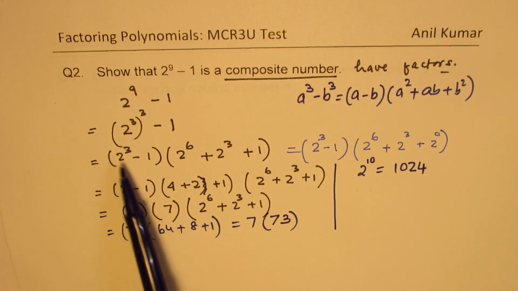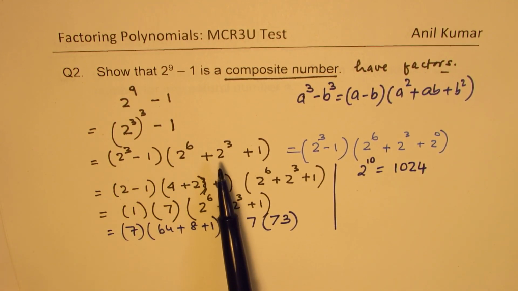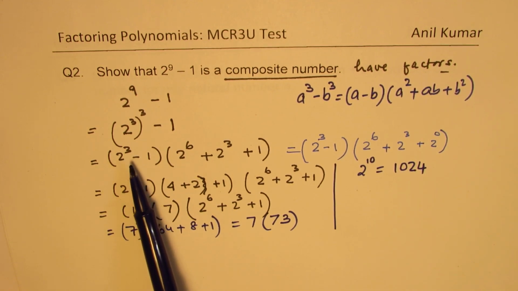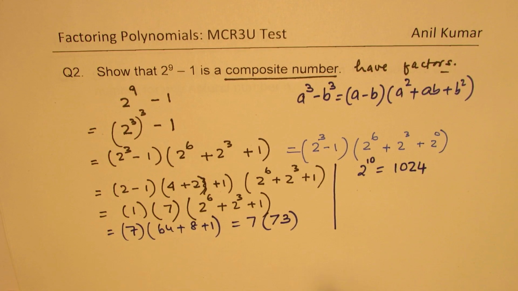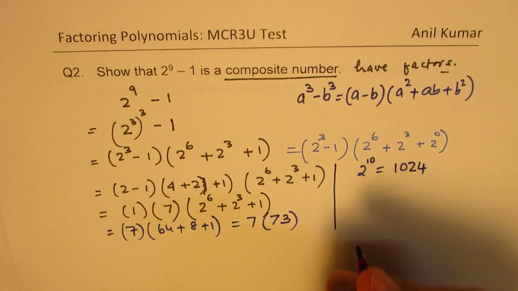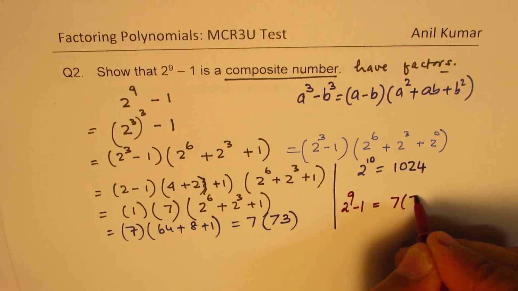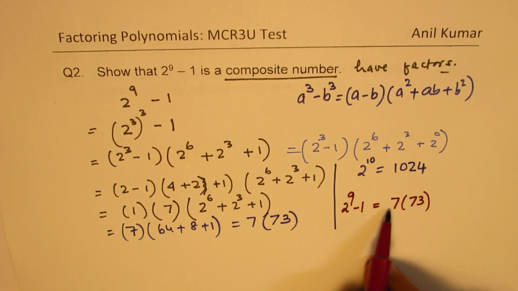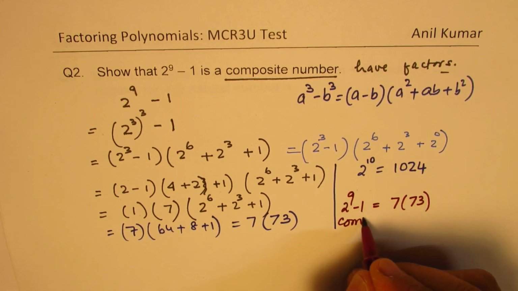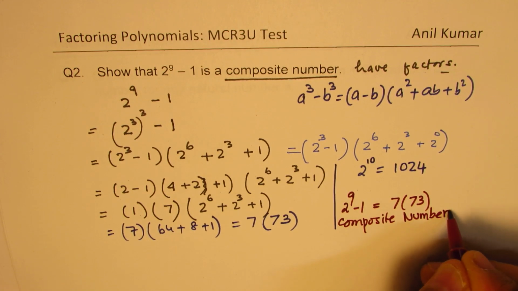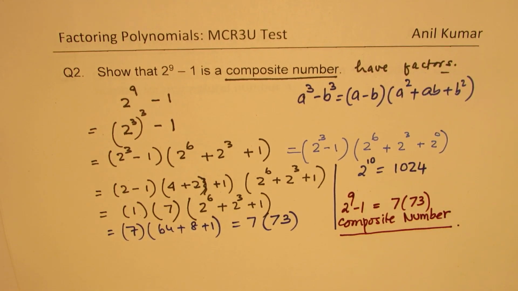So we know that this is a composite number. But well, if you could factor, that means we have two numbers. Does it make sense to you? Separately, if the other number is not 1, correct? And therefore, we could write this as that 2 to the power of 9 minus 1 is basically equal to 7 times 73. Since it is a product of two numbers, it is a composite number. Is that clear to you, right? So that is how we can do this interesting question number 2.